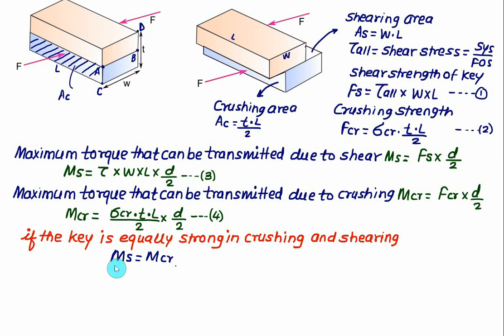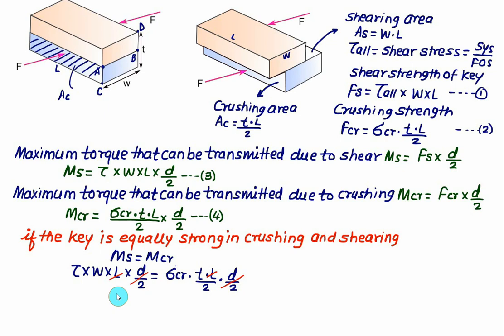We have Ms given as tau multiplied by width multiplied by length multiplied by D by 2, and the maximum torque due to crushing is sigma CR multiplied by T multiplied by L divided by 2, and further multiplied by D by 2. So in this case D by 2 and D by 2 will cancel out. Even the length will also get cancelled out, and we can find the ratio of width to thickness.